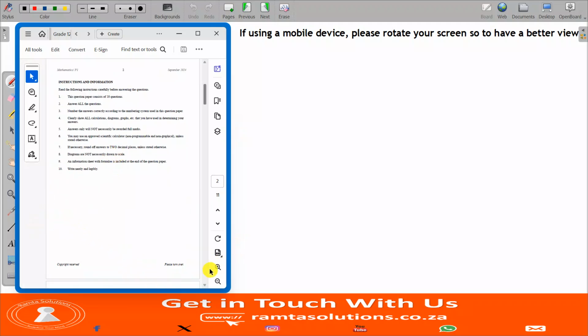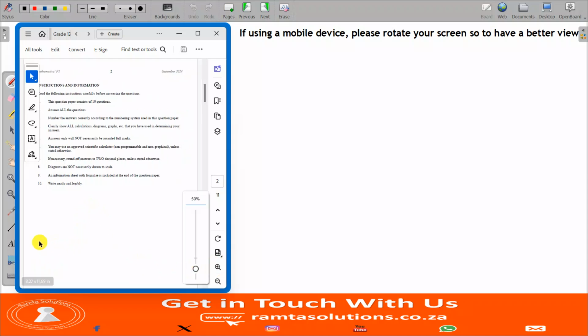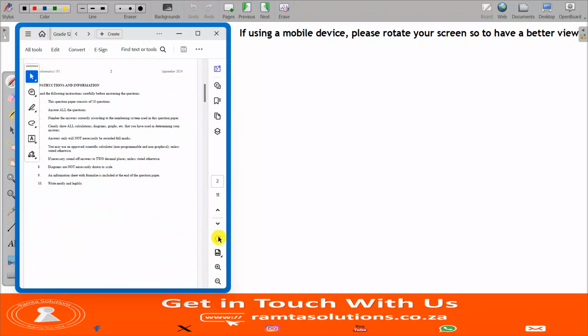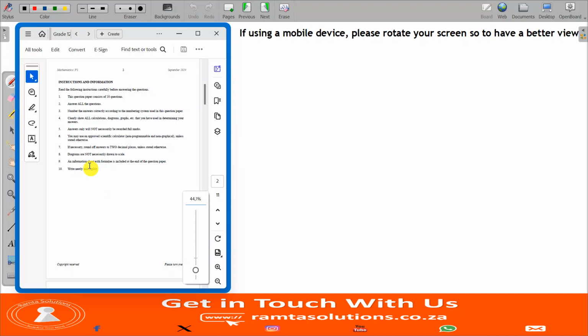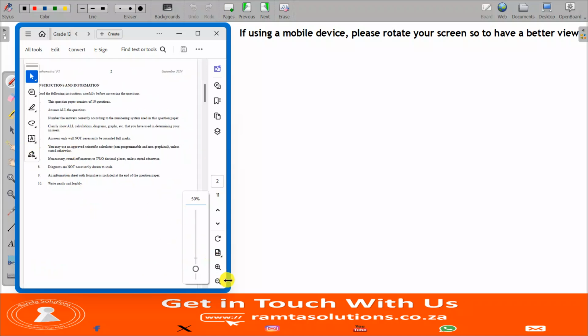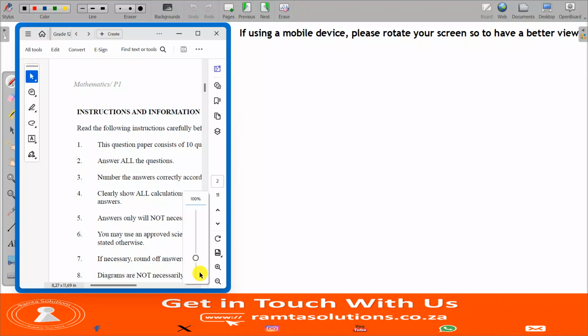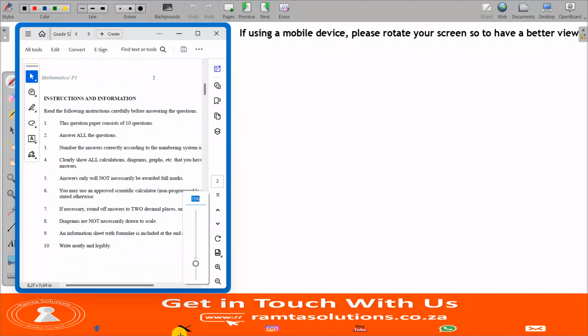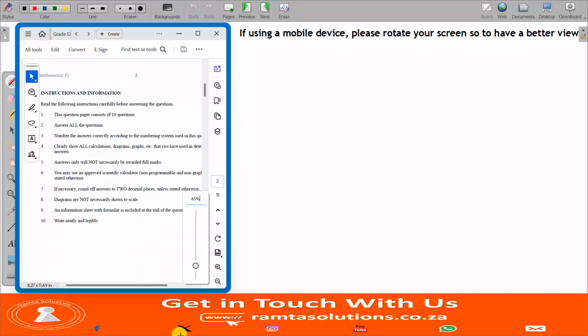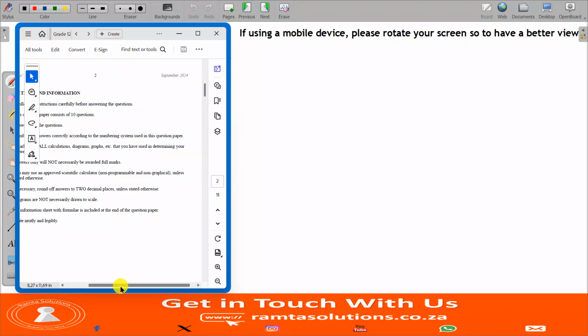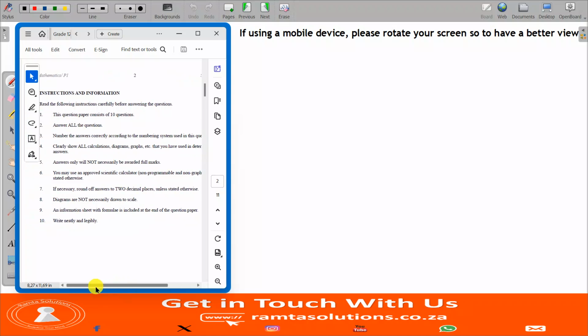I'm going to read instruction number 4, which says: clearly show all calculations, diagrams, and graphs, etc. that you have used in determining your answers.